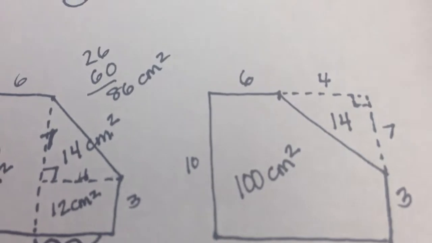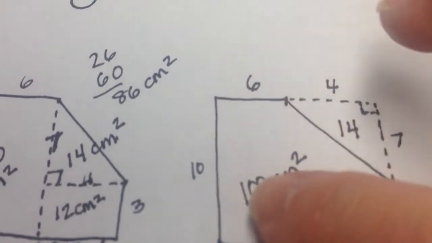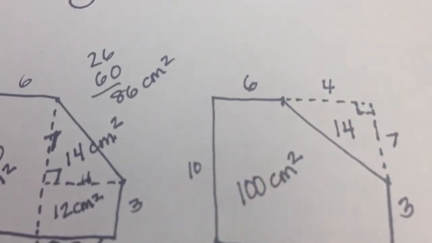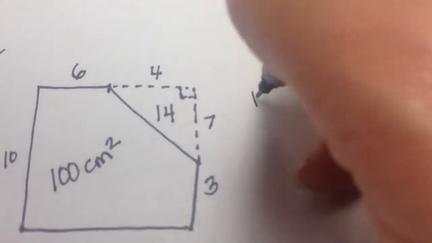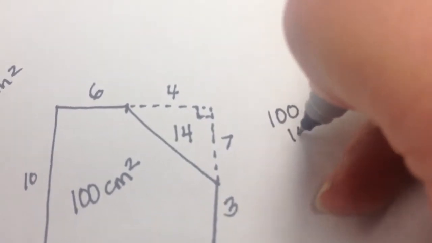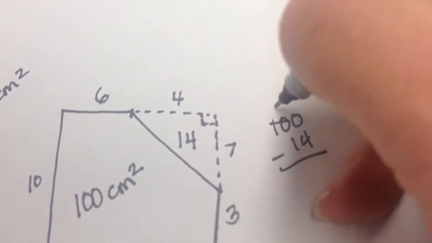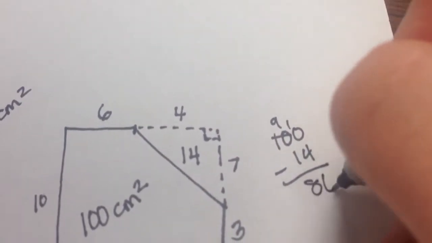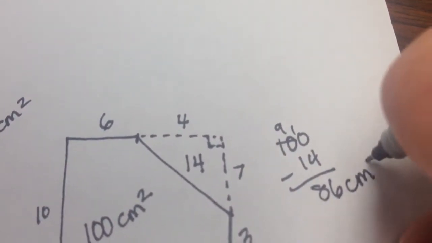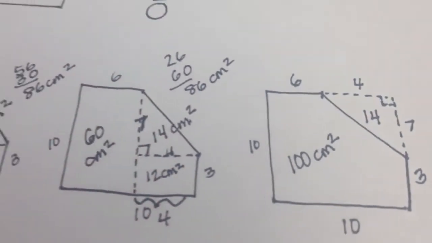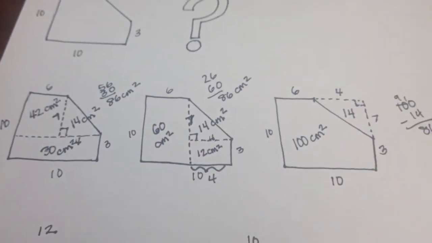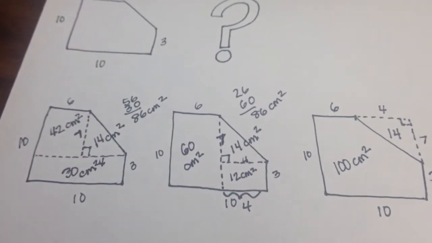Now, I have to actually get rid of 14. I have to subtract 14 from 100. Well, what's it going to be? I don't know. This is so exciting. Minus 14. Borrow. Oh, look at that. 86 centimeters squared. So however your brain works, split the shape up that way.